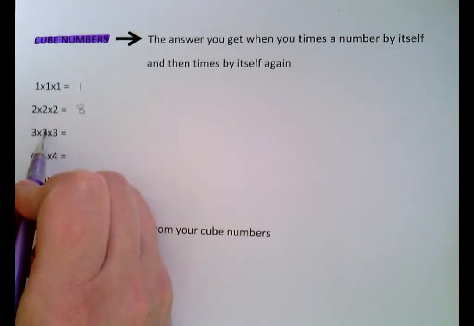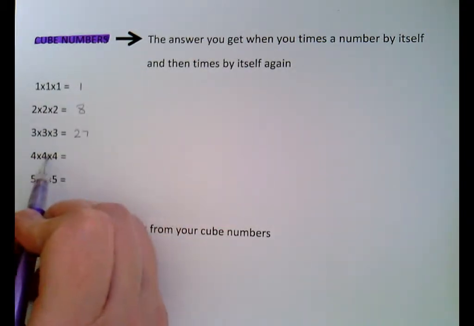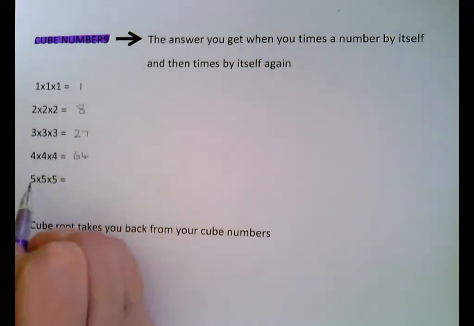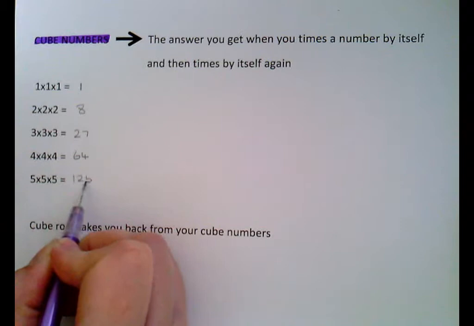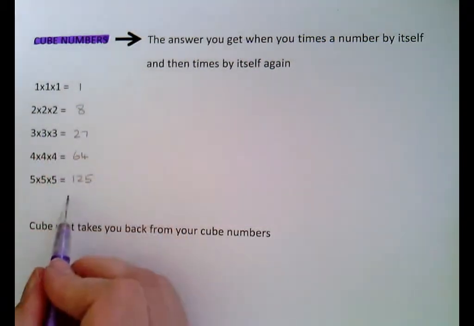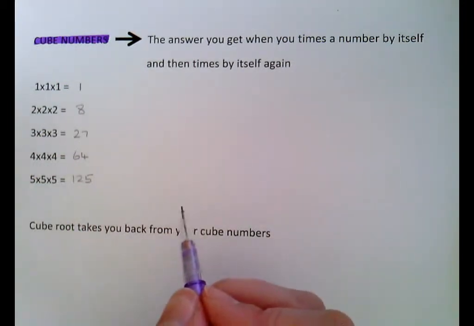3 times 3 is 9 times 3 gets you 27. 4 times 4 is 16 times 4 gets you 64. 5 times 5 is 25 times by another 5 gets you 125. Again, they would expect you to know those first 5, and then possibly even beyond that they would expect you to be able to work out 6 cubed.